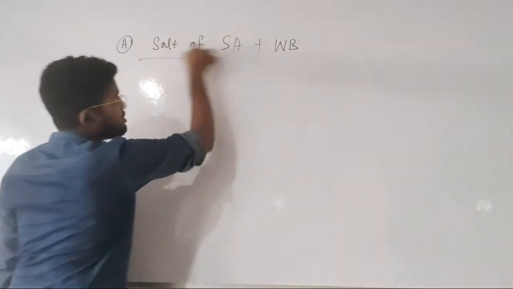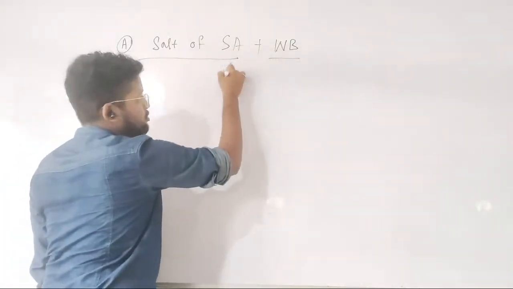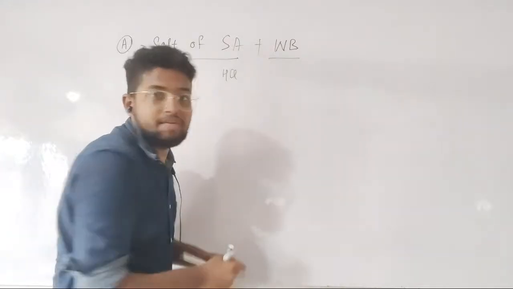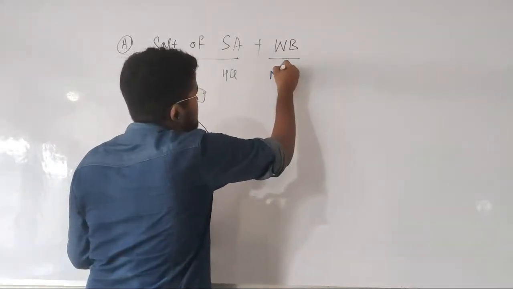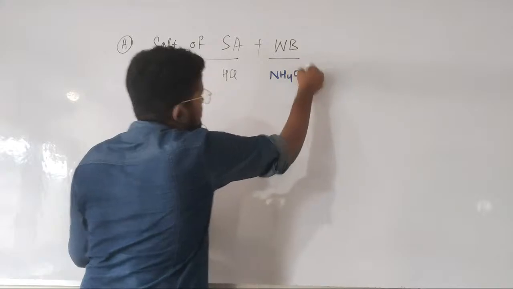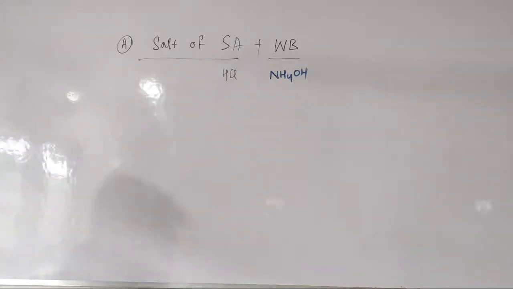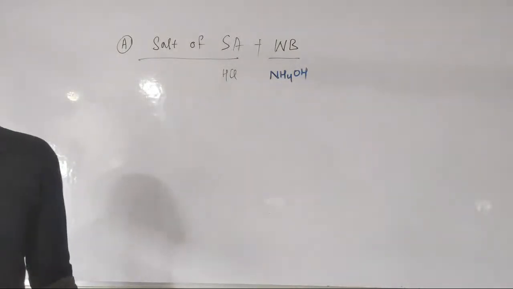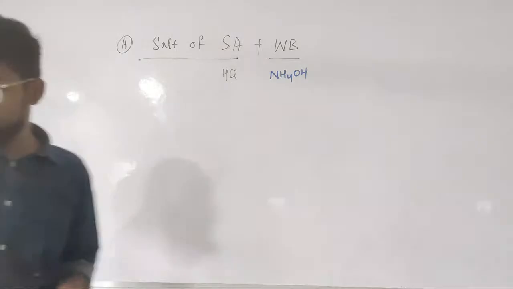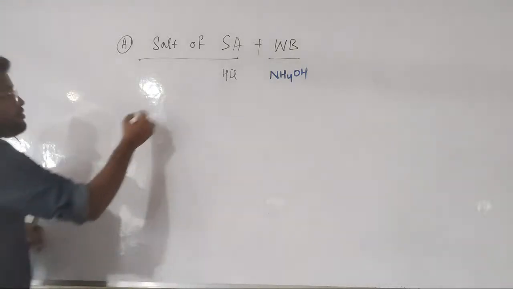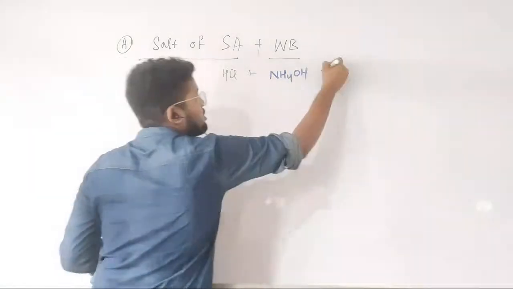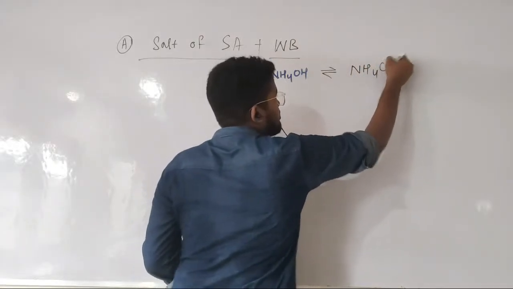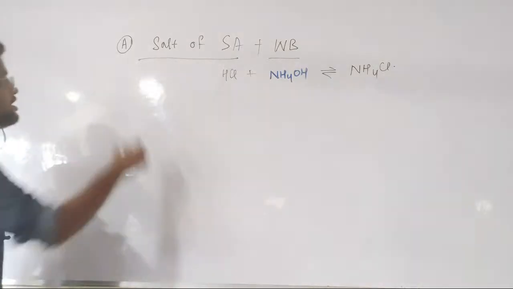Do you know any strong acids? Yes sir, we know. Do you know any weak bases? NH4OH, right? Ammonium hydroxide. So what will be the salt? First of all, can you decide what will be the salt? NH4OH and HCl will react to give us NH4Cl. Then let's hydrolyze.